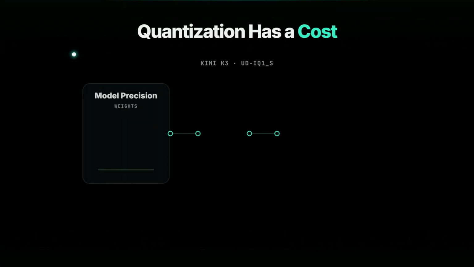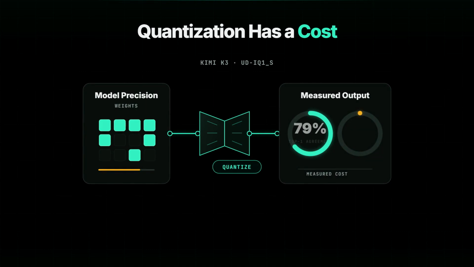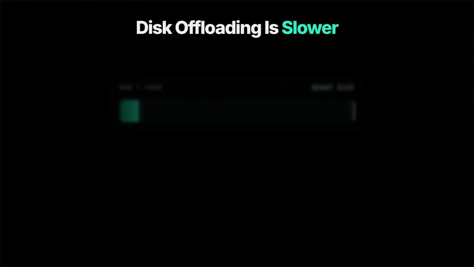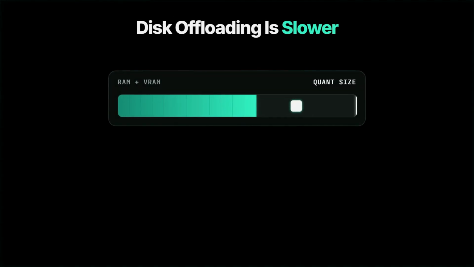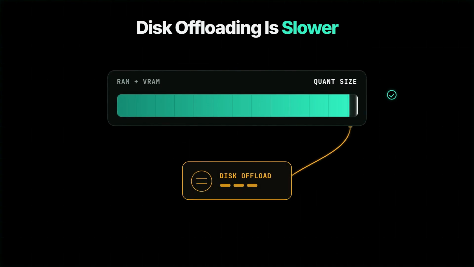Unsloth reports its dynamic 1-bit Kimi quant at roughly 79% top 1 agreement and 2.58 perplexity. The documentation presents that result as surprisingly usable, not lossless. The guide's rule of thumb is that RAM plus VRAM should roughly equal the quant size. If it does not, Unsloth says disk offloading can work, but much more slowly.